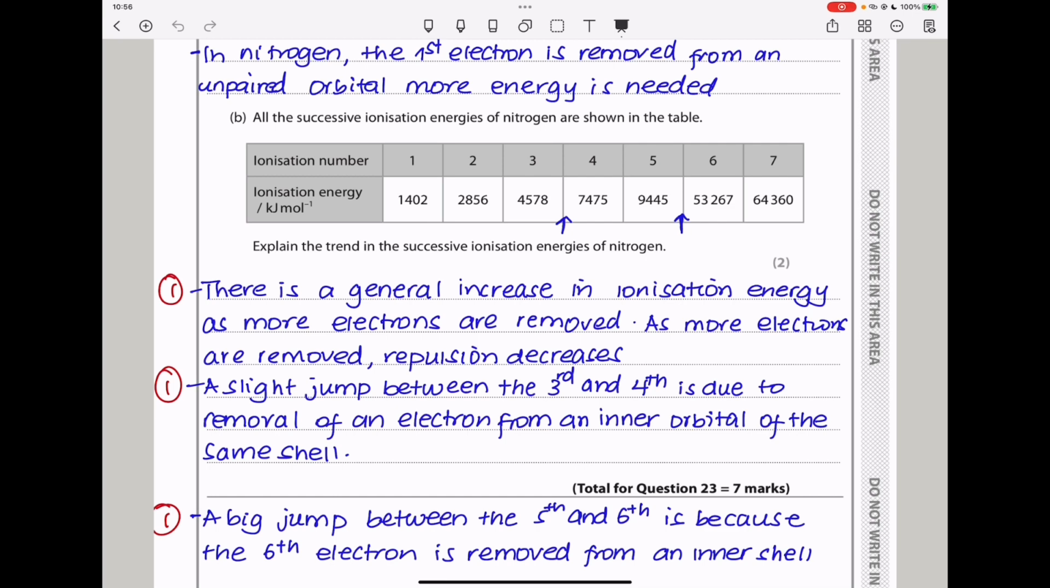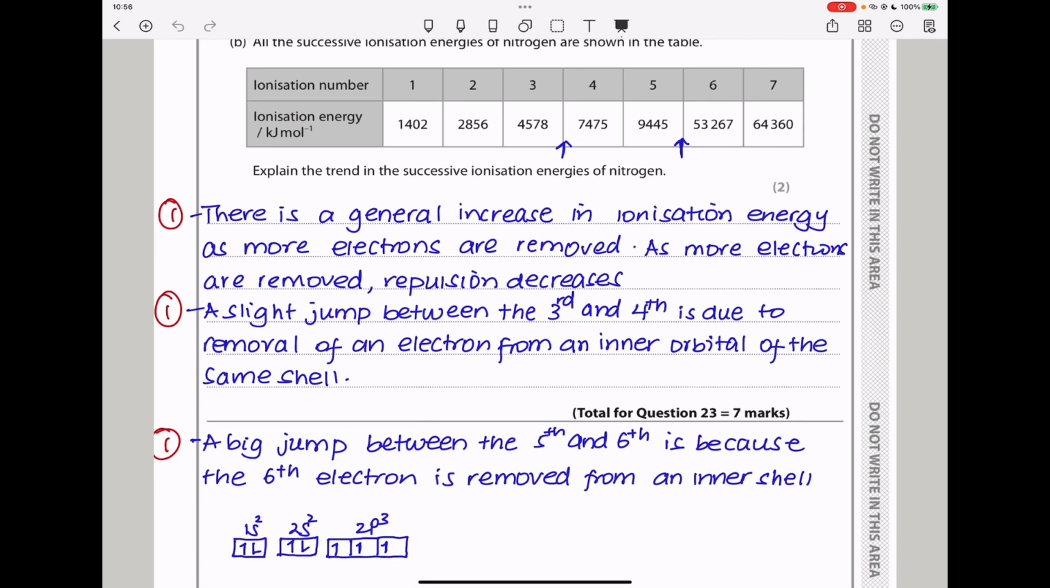Also, a slight jump between the third and the fourth is due to the removal of an electron from an inner orbital of the same shell. A big jump between the fifth and the sixth ionization energy is because the sixth electron is removed from an inner shell. So this brings us to the end of question 23. Let's continue to question 24.